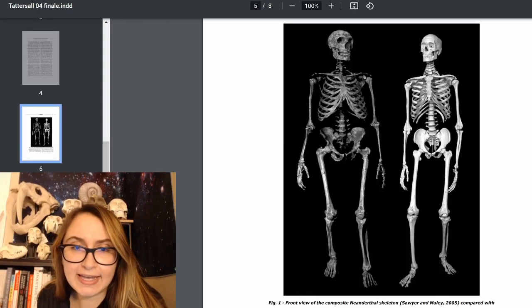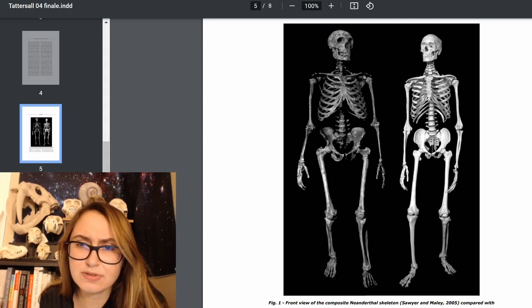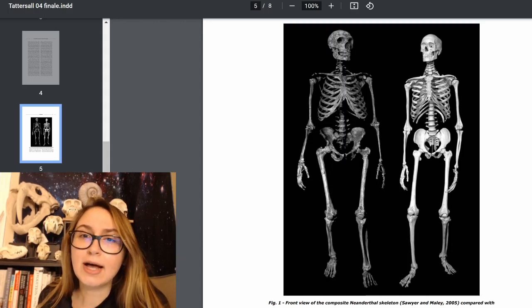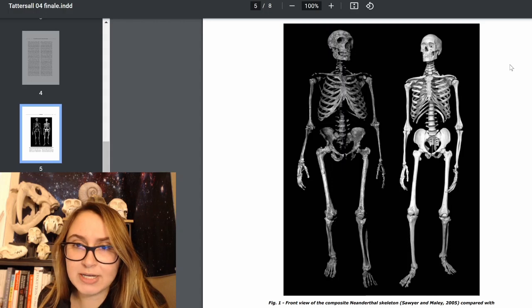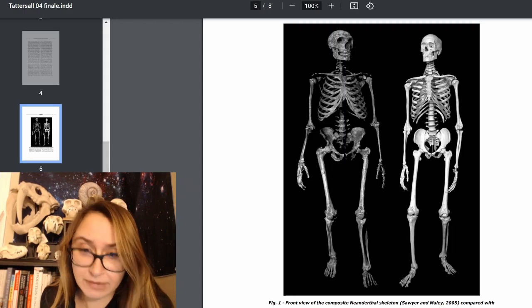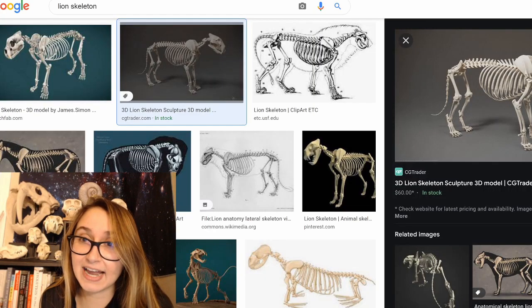I put wrong. So what you're looking at here is from Tattersall. What's the date? No, it's later than that. Tattersall 2012? Something like that. It doesn't matter. We'll cover this paper at length later. On the left is a Neanderthal, so Homo neanderthalensis, and on the right is Homo sapiens. As you can see from the outset, they do look very similar, much like lions and tigers do.